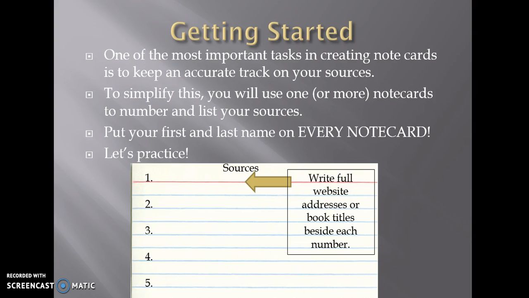If you have more than 5 sources, you may need another source card. You might choose to go to the back of your card, but we would prefer that you use the front side only. So once again, go ahead and pause, and let's go ahead and make that source card right now.